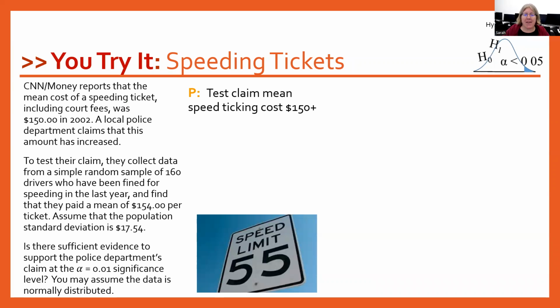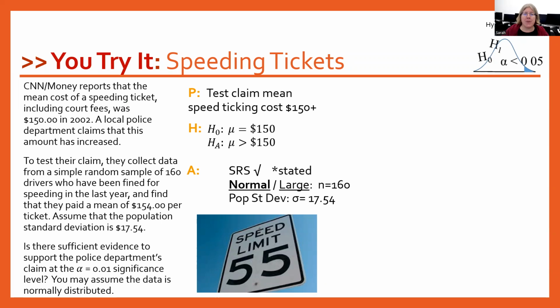H is our hypothesis. So our null hypothesis is mu is $150, and our alternative hypothesis is that mu is greater than $150. We have three assumptions and conditions to check. The random sample was stated, so we can check that off. It does tell us that you may assume the data is normally distributed, so you can put stated. You could also use large here since the sample size is 160, so either one of those would work.